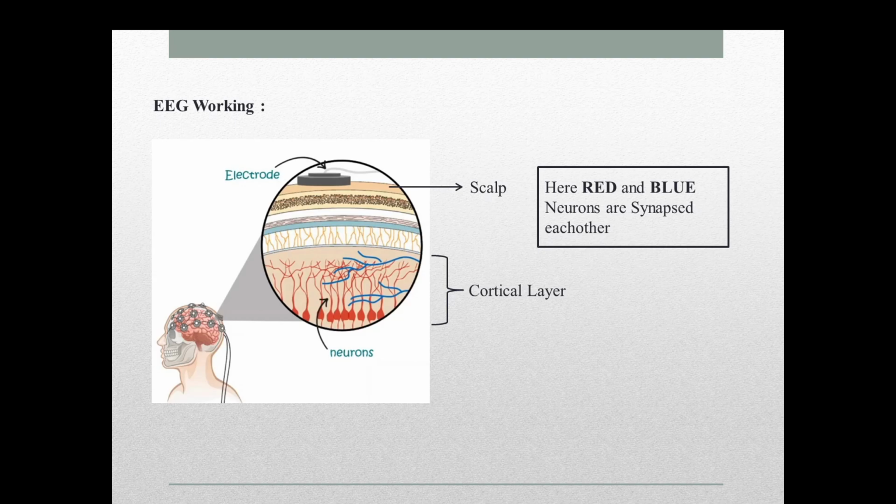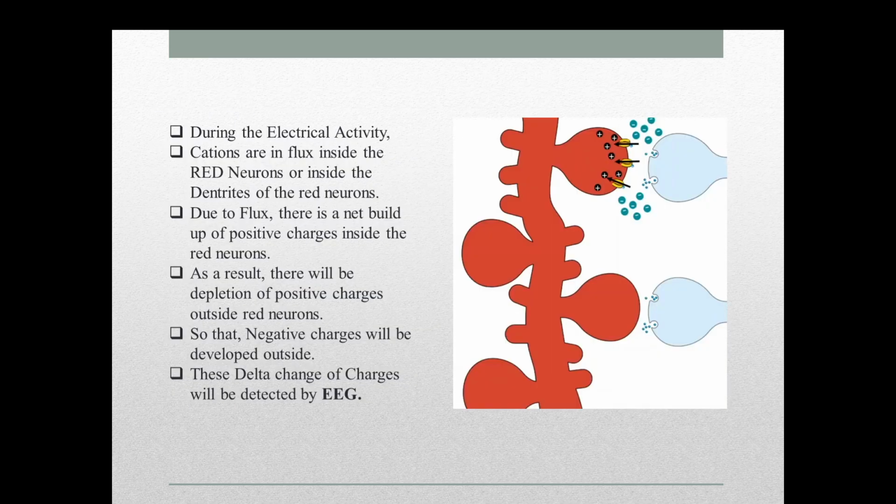Next, how EEG works. This is a basic part of the brain, the cortical layer, in which the blue neurons and the red neurons are synapsed together. Above the skull, the electrodes are placed, and from them the electrical activity is recorded.